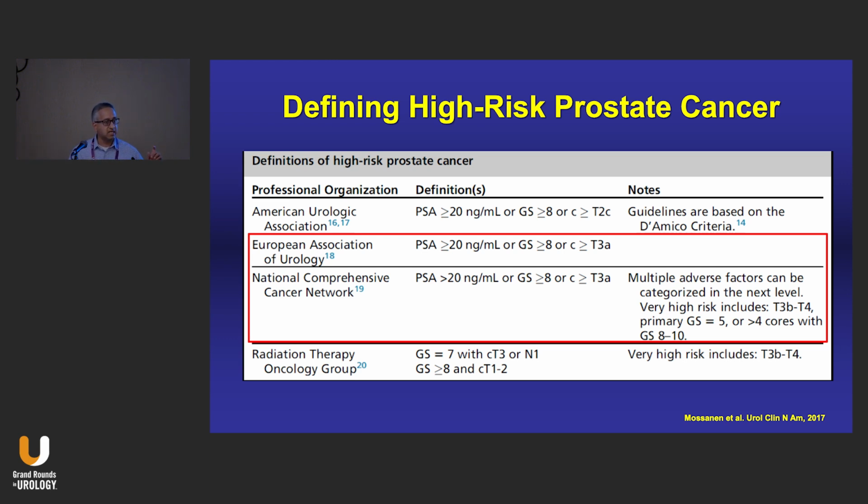And then the NCCN further subdivides this into a very high-risk cohort. And a very high-risk cohort are those with clinical T3B, clinical T4, or really a preponderance of high-volume, high-grade prostate cancer. And then probably the one that's really different from the others is the RTOG, which is the Radiation Therapy Oncology Group. And their criteria, as you can see, are a blend between some lower Gleason sum scores as well as those that may have higher clinical stage as well as node positivity.